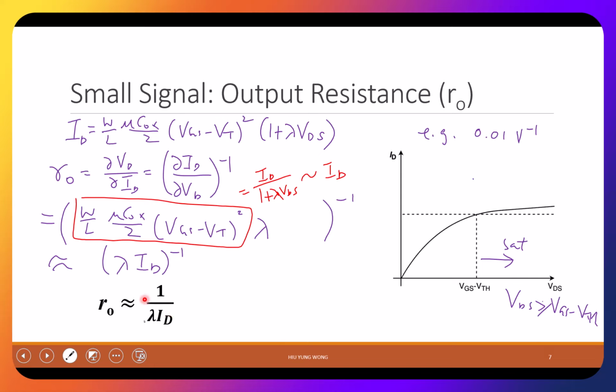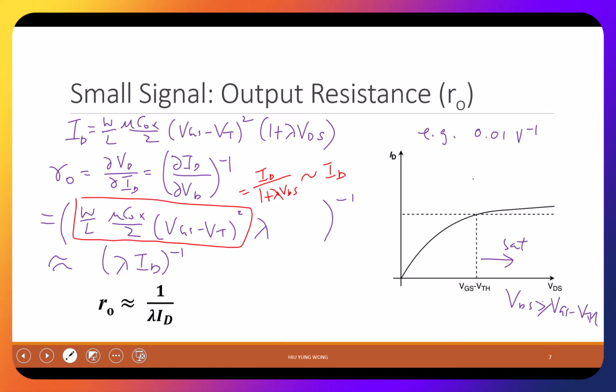Now, can you change lambda? Let me ask you, can you change ID? Of course, you bias it differently. So by biasing the ID differently, let's say smaller ID, you actually get larger output impedance.